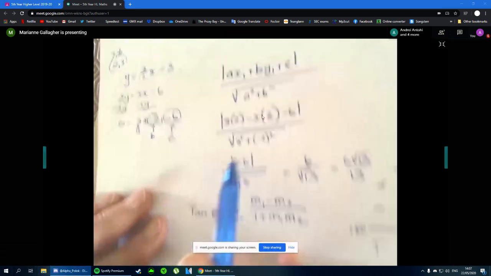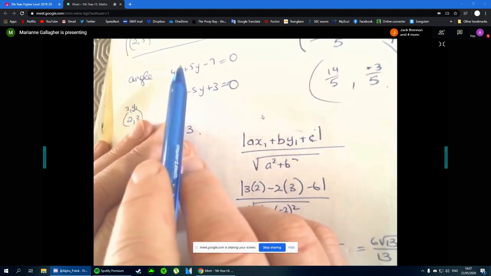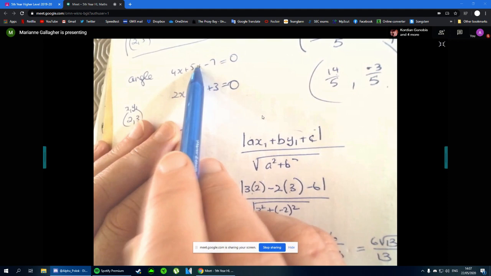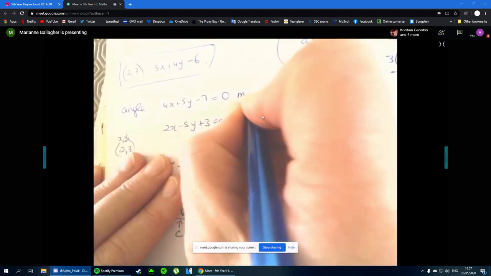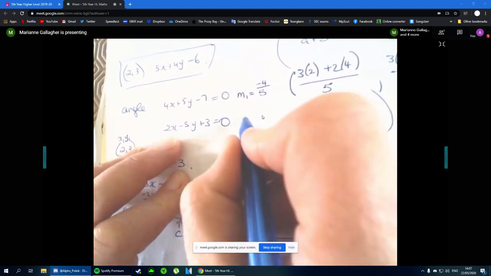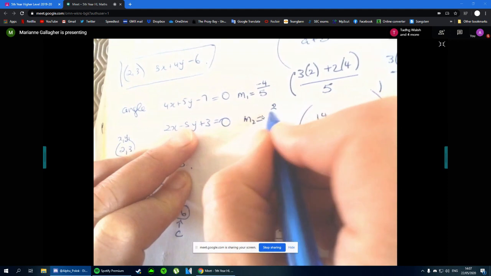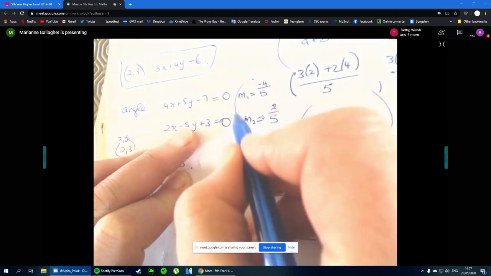So what we want to do for this one, say we're using these two lines here, is we need to get the slope. And remember the slope is negative A over B. So for this one, M1 would be negative 4 over 5. And this one, M2 would be negative 2 over negative 5. So that's 2 over 5. Is that okay?